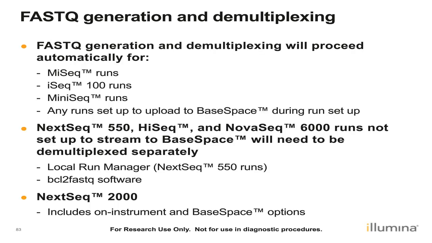For runs on the iSeq, MiSeq, and MiniSeq, any runs set to upload to BaseSpace, on any of the other instruments as well, the FASTQ generation will happen automatically once the sequencing run completes. For the NextSeq 550, HiSeq, and NovaSeq, when run offline, we will need to manually initiate the FASTQ generation and demultiplexing process, either with the Local Run Manager software for the NextSeq 550 or the BCL to FASTQ software. For the NextSeq 2000, there are both on-instrument and online options for FASTQ generation and demultiplexing.